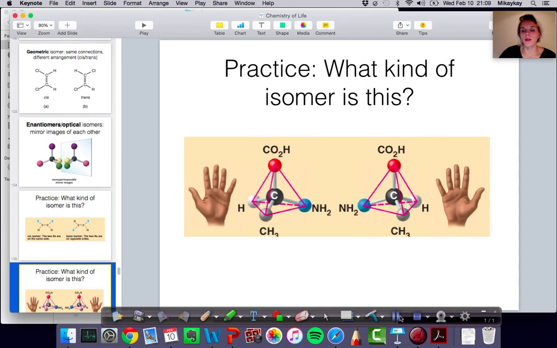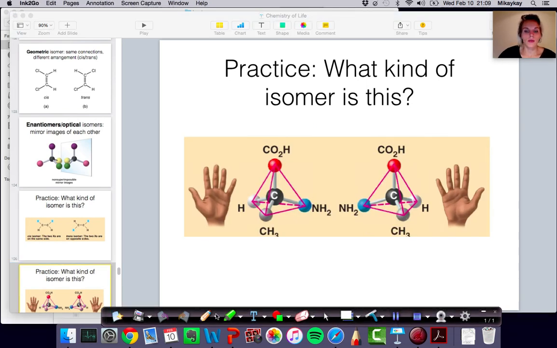What kind of isomer is this? Hopefully you took a moment, paused the video, looked it over, and you quickly realized this is an optical isomer because these 2 are mirror images of one another, where you have a carbon that's connected to 4 different types of atoms or molecules.